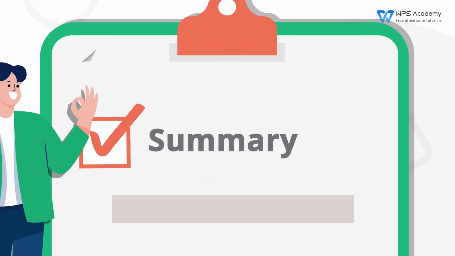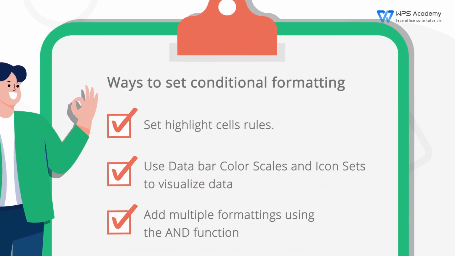In this lesson, we have learned several ways to set conditional formatting. They can be divided into two categories: Highlight Cells rules and Top-Bottom rules. They can highlight cells quickly and draw people's attention to data that matches the conditions. Data bar, color scales, and icon sets can visualize data and make them clear to recognize. We also learn how to add multiple formatting to data using the AND function. In the selected area, we can set multiple conditions, delete specific rules, or clear all rules at once.